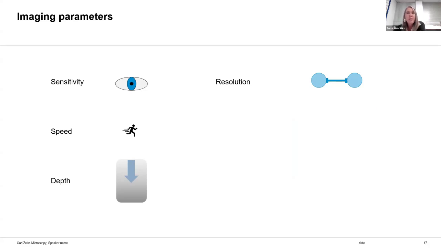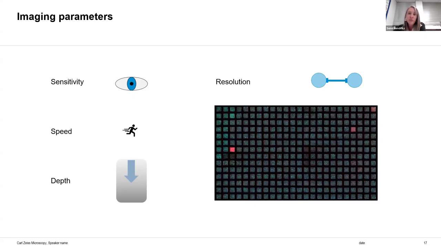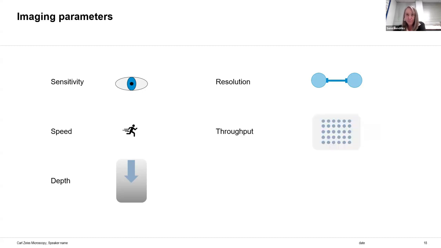The fifth imaging parameter is about how many samples you need to work with, practically the throughput of your experiment. Because imaging a single well in a 384 well plate will take a completely different amount of time to imaging the whole 384 well plate. Remember, if you need lots of samples, then automation is a key consideration.